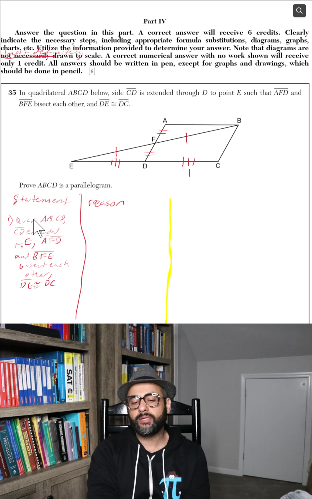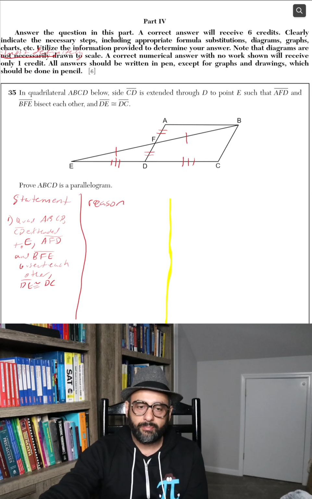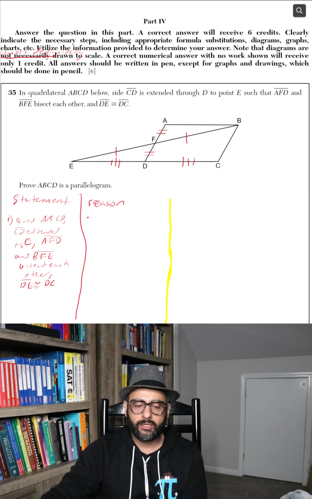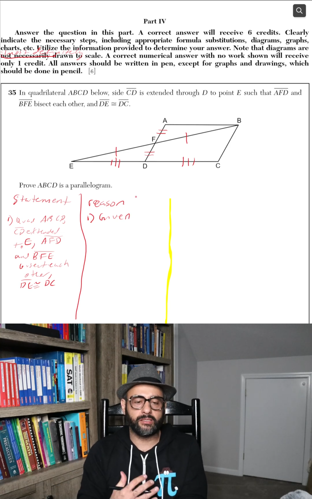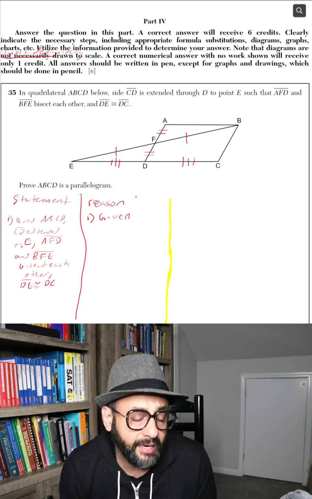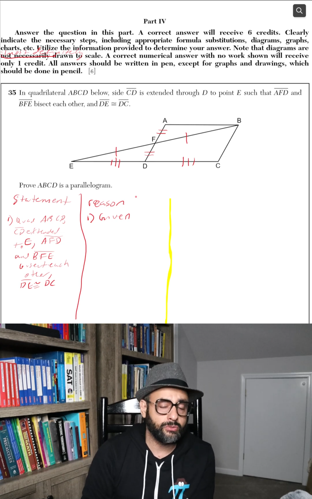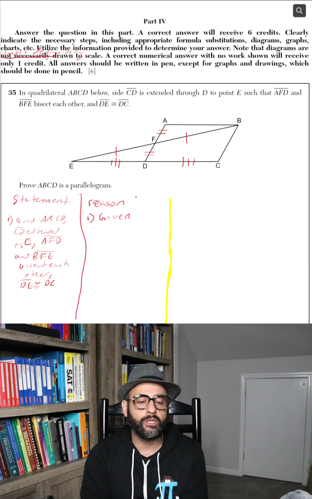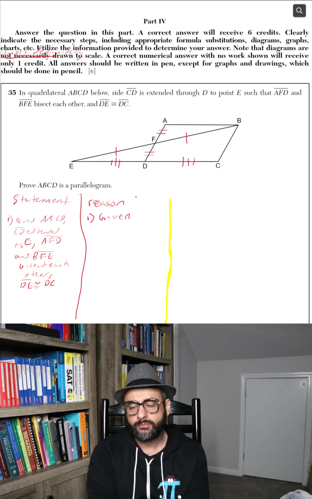So I put the statement and the reason here, and the reason here is given, because I hope you know you have to start that way. You have to give all the given information at least at some point. I used to recommend to students to give the given information only when you actually use it. But I don't do that anymore. Just write the given information whenever you have it.